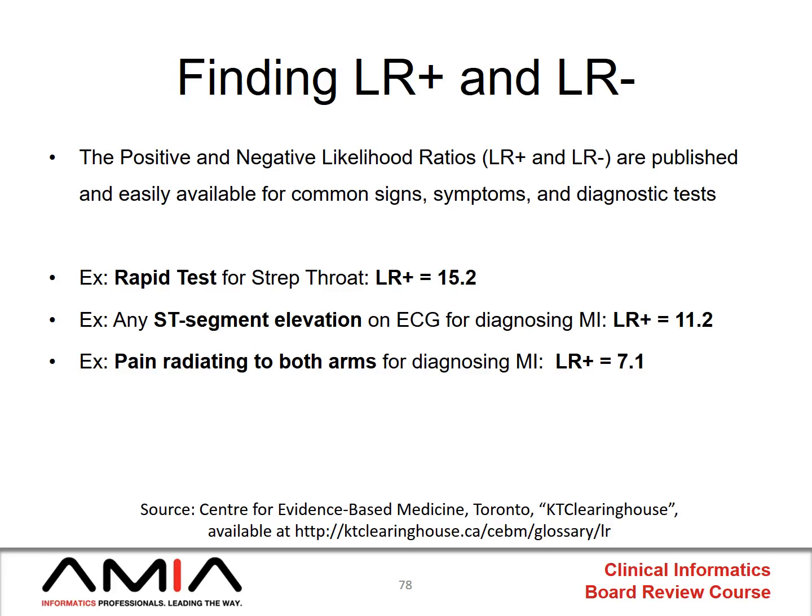We also know that any ST segment elevation on an EKG has the positive likelihood ratio of 11.2 for diagnosing myocardial infarction, which is better than the likelihood ratio for MI if the patient presents with pain radiating to both arms. In that case, the positive likelihood ratio is only 7.1.